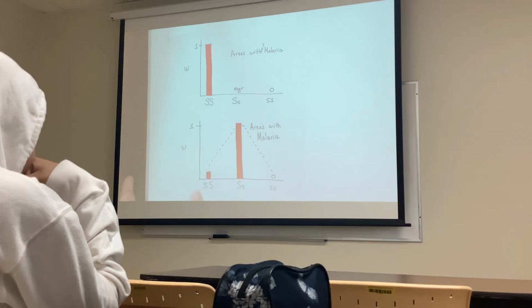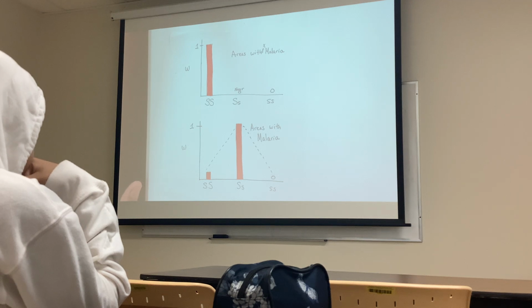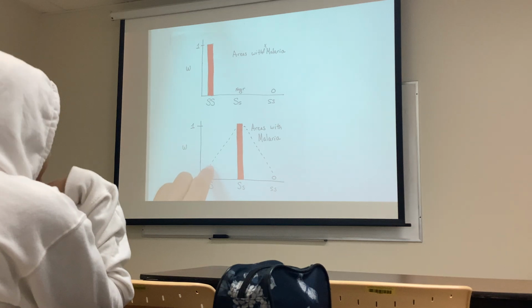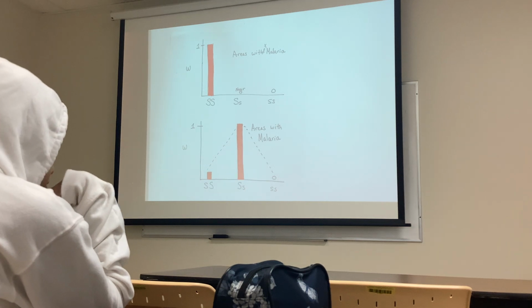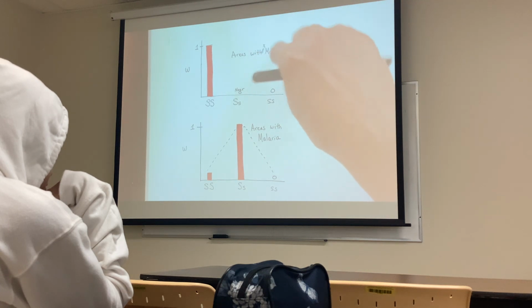In areas with malaria, individuals who had sickle cell still had sickle cell, not good. If you had this, you died of malaria. But if you were heterozygous, you lived longer than these guys and lived long enough to reproduce to pass your allele down to your kids. Okay? And why were these guys better off? Not great. Why were they better off in areas with malaria?